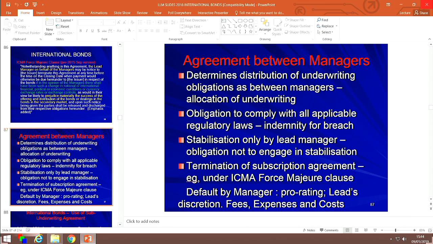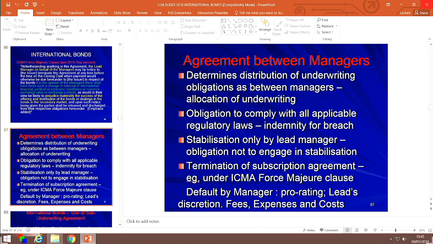Now, when we're talking about this cascade of obligations, in the subscription agreement, the issuer has a right to call on any one of the managers to take up and pay for unsold bonds. Usually, in practice, that will be the lead manager. The lead manager can fall back onto the agreement between managers to say, right, you guys are going to take up and pay for the unsold bonds pro rata in relation to the amount you've agreed to underwrite.